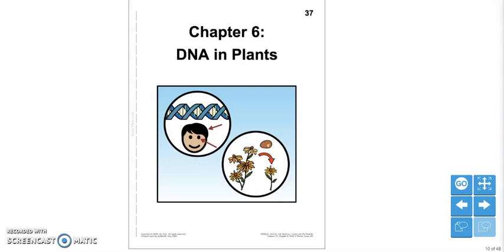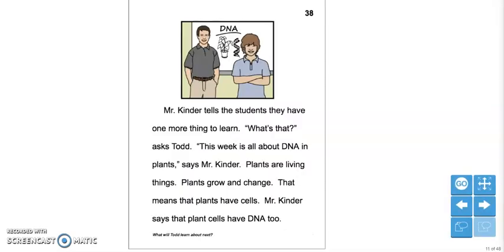Chapter 6, DNA in Plants. Mr. Kinder tells the students they have one more thing to learn. "What's that?" asked Todd. "This week is all about DNA in plants," says Mr. Kinder. Plants are living things. Plants grow and change. That means they have cells. Mr. Kinder says that plant cells have DNA too.